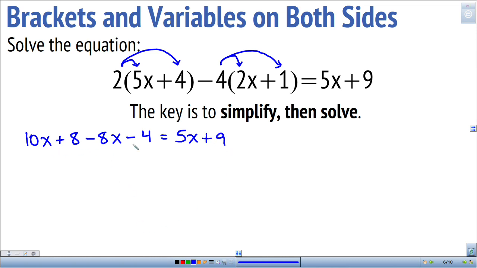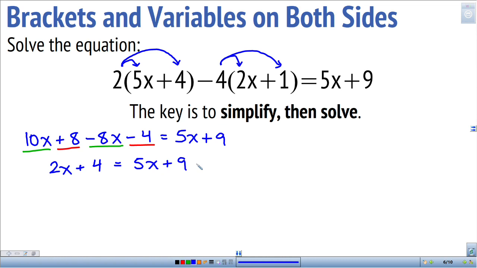All right, so I notice on the left-hand side here, there are some like terms. So I'm just going to highlight them here. So this is 10x minus 8x. So 10x minus 8x is 2x. So I'm going to write 2x. And then over here, we have this plus 8 minus 4. So 8 minus 4 is 4. So I'm going to write plus 4 is equal to 5x plus 9.